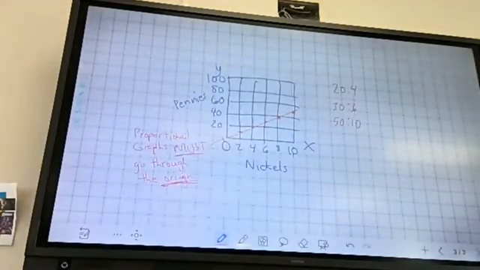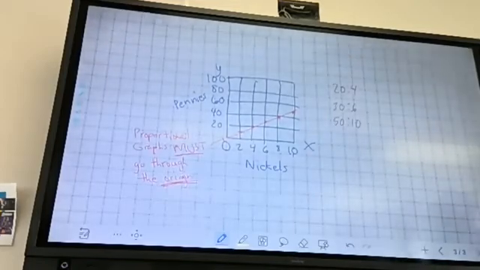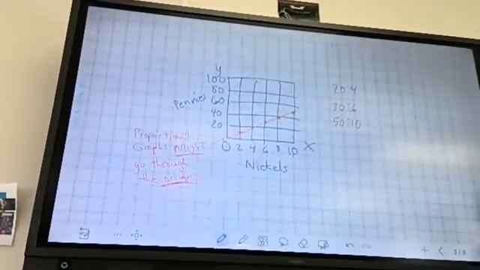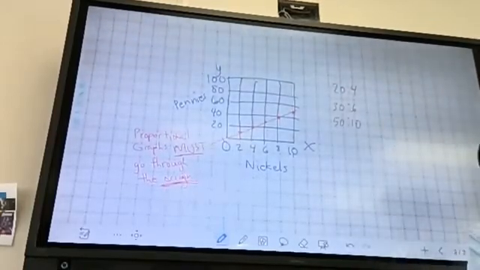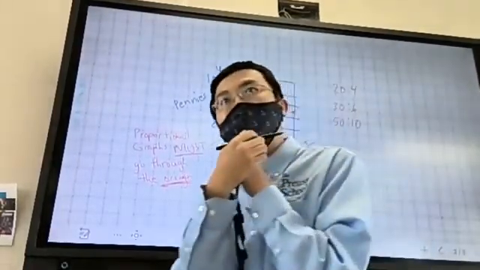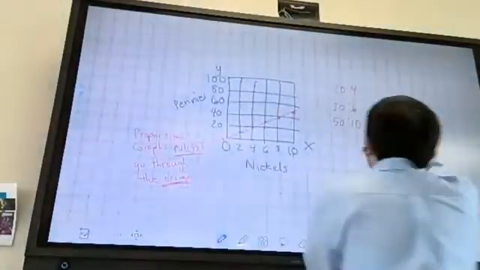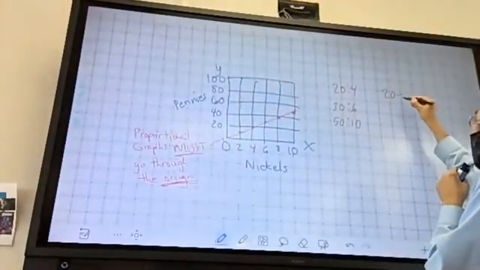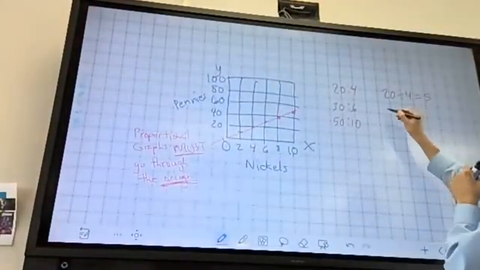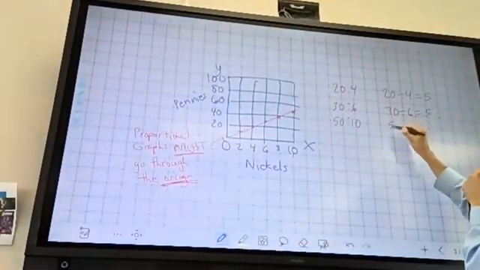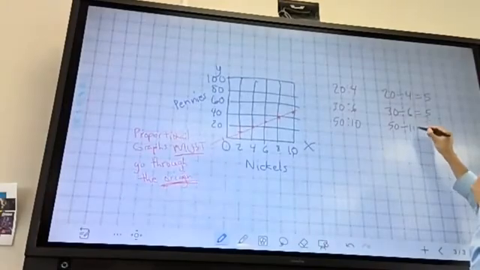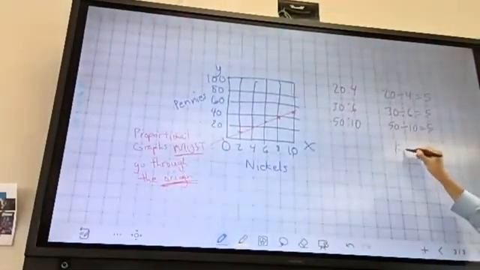But now I want to find the K value, right? So what do I do here? How do I find the K value between those two numbers? What do I do to find the K value? Cindy? Yeah, we just divide. So 20 divided by 4 is going to give us 5. 30 divided by 6 is still going to give us 5. And 50 divided by 10 is still going to give us a 5. So K equals 5.